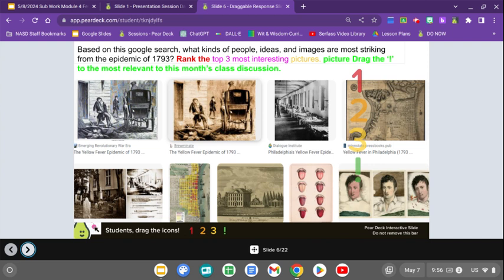Based on this Google search, what kinds of people, ideas, and images are most striking for the epidemic of 1793? Rank the top 3 most interesting pictures and drag the exclamation point to the most relevant to this month's class discussion. Well, the most relevant to me, I see one that's already a repeat, a rerun, so I'm getting this one. That seems to be the most famous. Number 2, I like these big estates here in Philadelphia. And number 3, got to go with these big old cemeteries where some of the bodies of the gentry were buried.